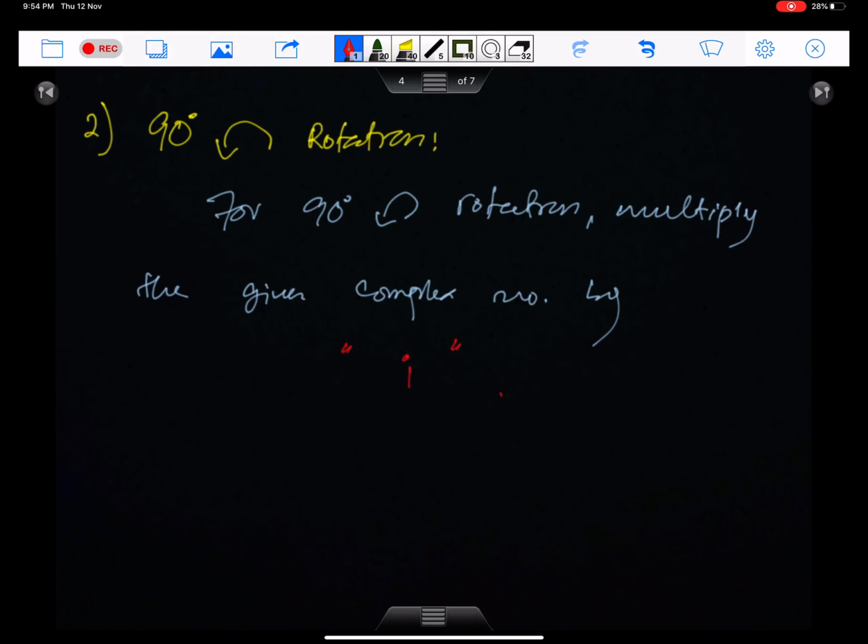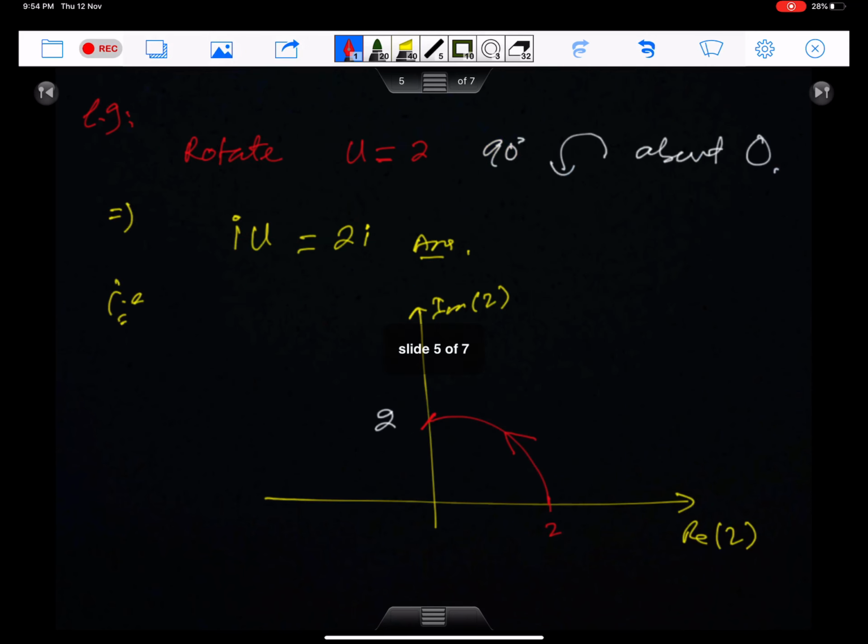90-degree anti-clockwise rotation. This is obvious. For 90-degree anti-clockwise rotation, you need to multiply the given complex number by positive i. So make sure you remember this. You need to multiply the complex number by positive i.